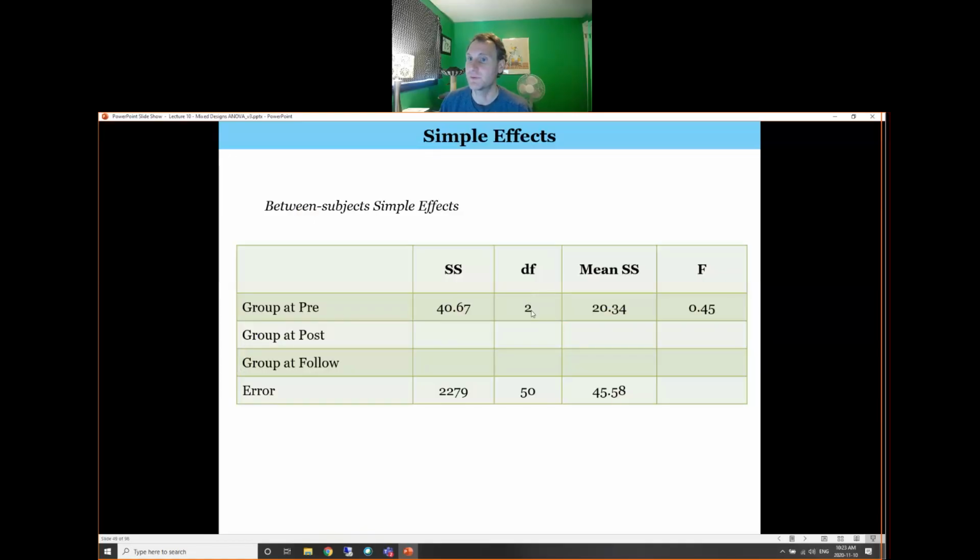I had 2 degrees of freedom because I had 3 groups: stress inoculation, prolonged exposure, and counseling. So I can divide across to get my mean sums of square. I can divide my mean sums of square by my mean squared error that we just computed, and I get 0.45. We know that that's non-significant because it's less than 1. I don't even have to look it up. Any F that's less than 1 is non-significant. This makes sense. Let's look at the figure.